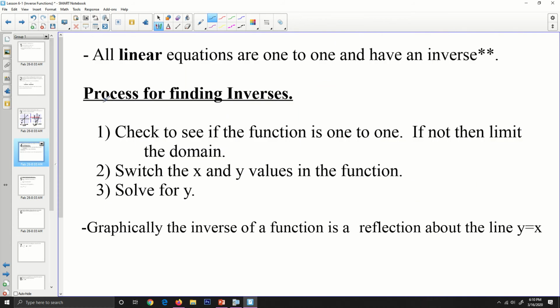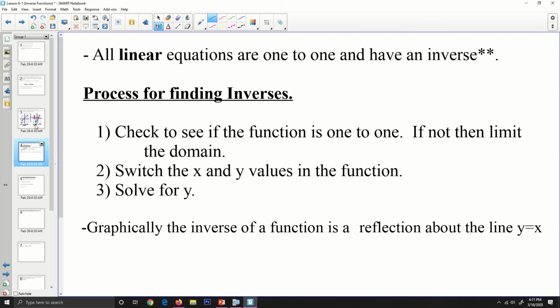All linear equations are one-to-one and have an inverse. So the process for finding the inverse is going to be to check to see if the function is one-to-one. If not, limit the domain. We're going to switch our x and y values in the function, and then we're going to solve for y. Graphically, the inverse of a function is a reflection about the line y equals x.